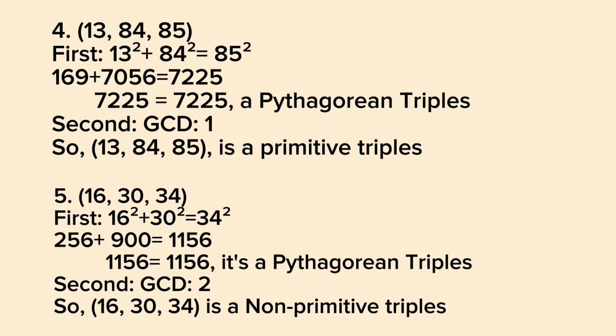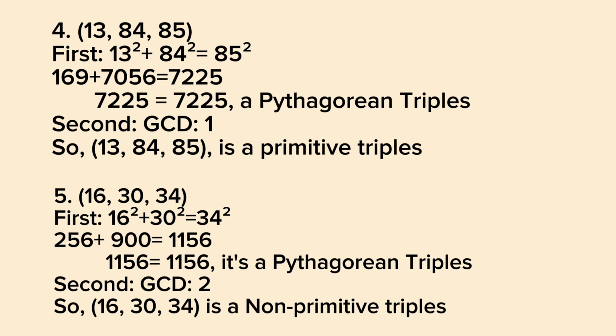Let's have more examples for you to easily identify what are primitive and non-primitive triples. First, we have 13, 84, and 85. First, we have to follow again the rule to satisfy the equation a squared plus b squared is equal to c squared. That would be 13 squared plus 84 squared equals 85 squared. That is 169 plus 7056, and 85 squared is 7225. Since they are equal, it's a Pythagorean triple. Second, we find their GCD, and the GCD is 1. So 13, 84, and 85 is a primitive triple, since they have a GCD that is only 1.